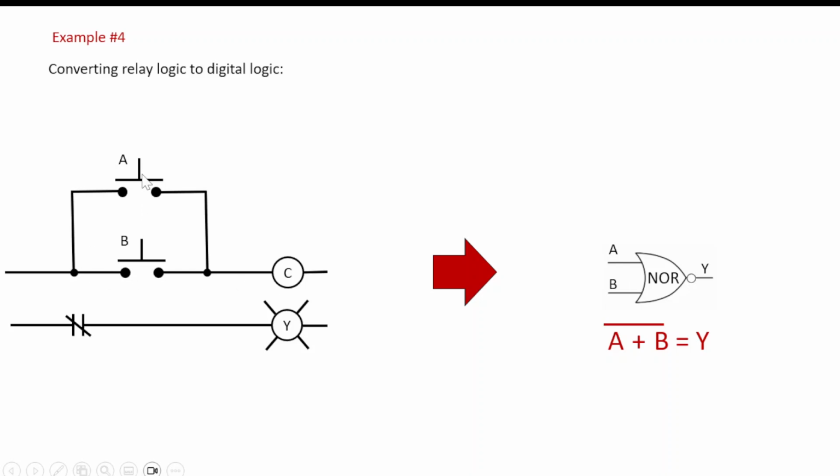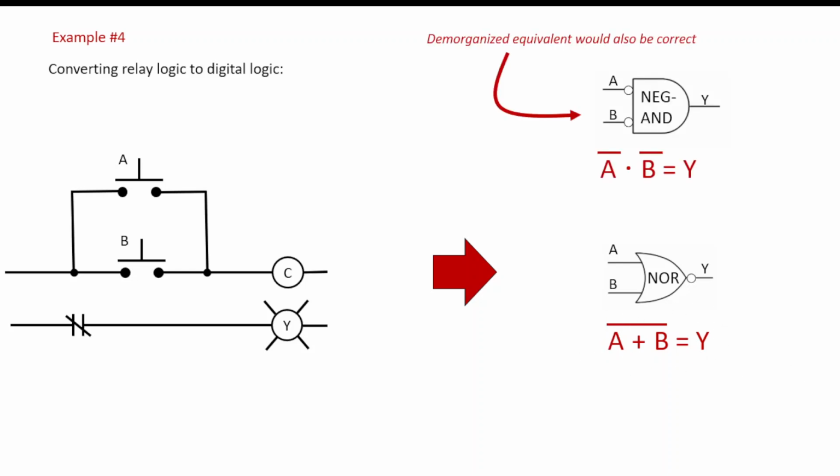And just follow through the operation. If I push down A, what will happen? Coil will energize, contact will open, light will turn off. And that's exactly what's taking place here. The DeMorganized equivalent would also be correct, and that would be a negative AND. And that would be having two negations, right? Inverting on the inputs of A and B, but nothing on the output.